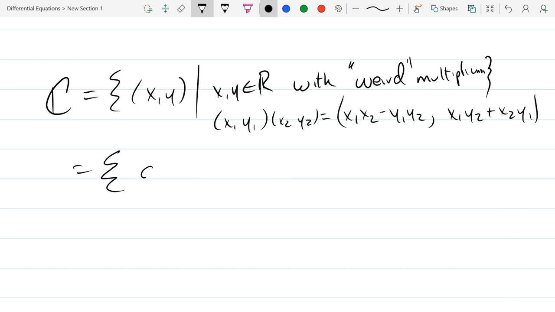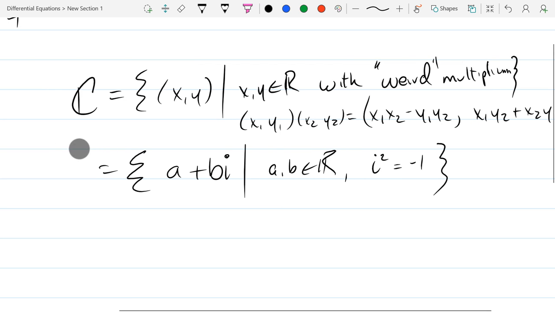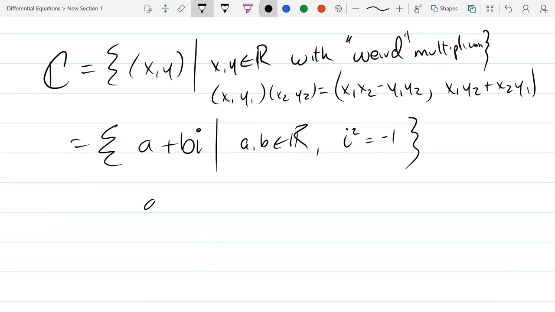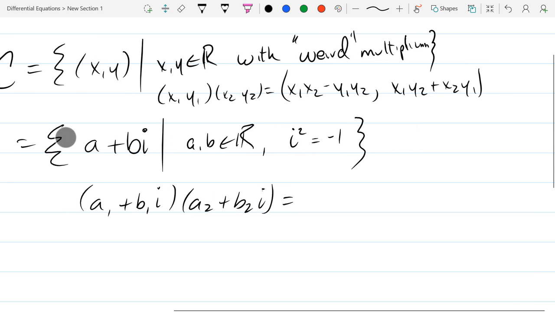You can also write it as a plus bi such that a and b, of course, are real numbers. And i is probably best to write as i squared is negative 1. So you can write it more simply like this and use your regular algebra rules to multiply. So what does multiplication look like here? a1 plus b1 i times a2 plus b2 i. So go ahead and we'll FOIL those out, simplify it down, use the fact that i squared is negative 1, and write down what you get.